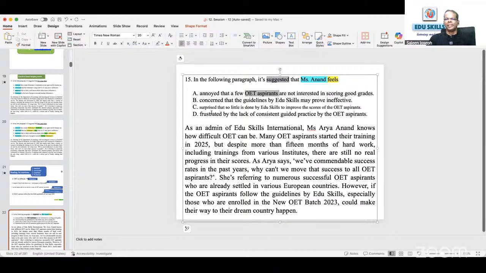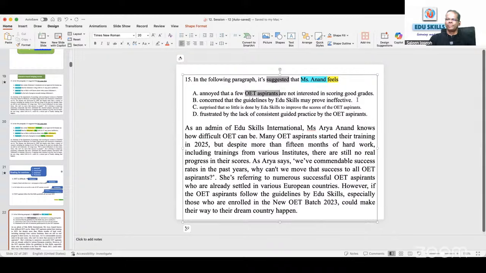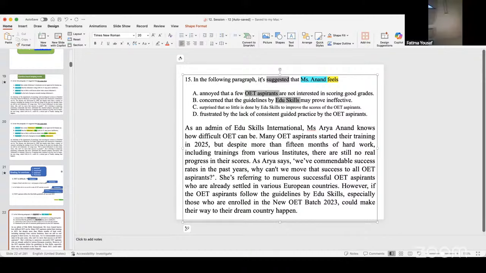Okay, cool, smile. Option B, concerned that the guidelines by EduSkills may prove ineffective. What is the subject? EduSkills. Option C, surprised that so little is done by EduSkills to improve the scores of the OET aspirants. What is the subject? EduSkills, okay.